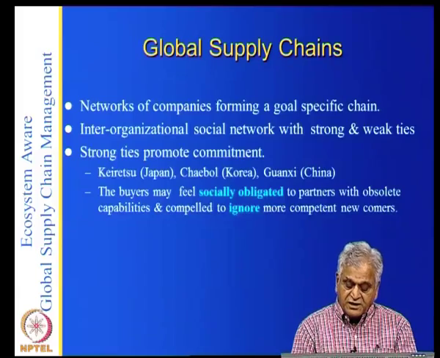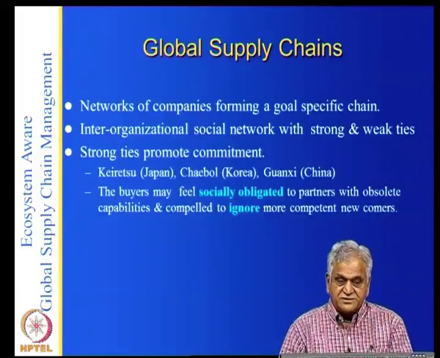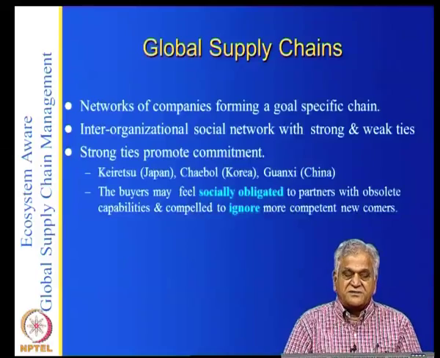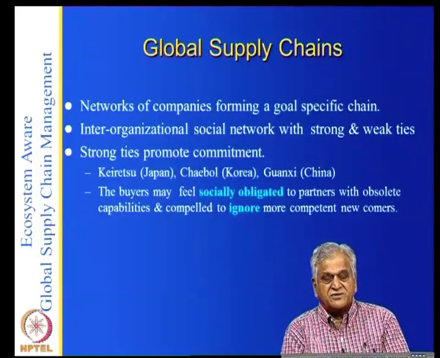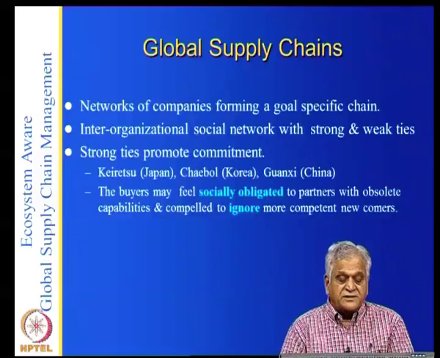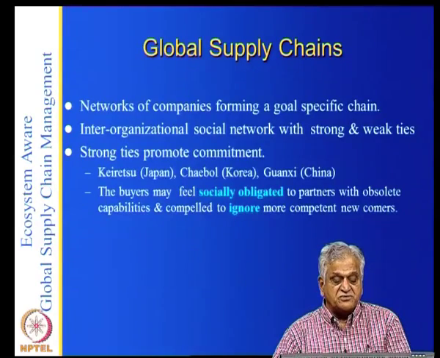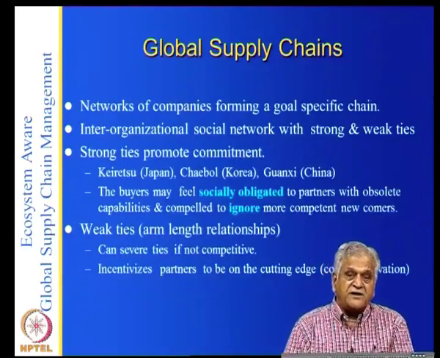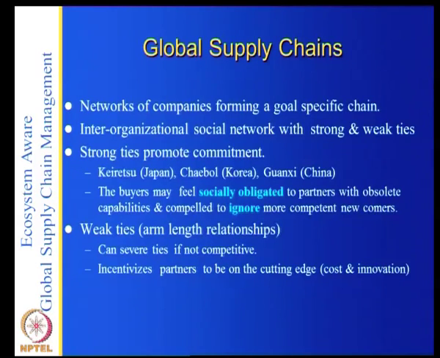It is like having a cottage handloom versus a machine controlled handloom and so on. So basically the social obligation is one issue with strong ties. But on the other hand, if you are buying from the market, you have an arm's length relationship. In other words, as long as somebody supplies, that's fine. But if you don't supply high quality, and if you don't have the technologies, then I'll move to somebody else. So this is the kind of weak ties arrangement that you have, and can sever ties if not competitive.